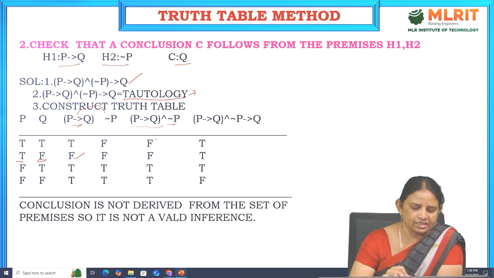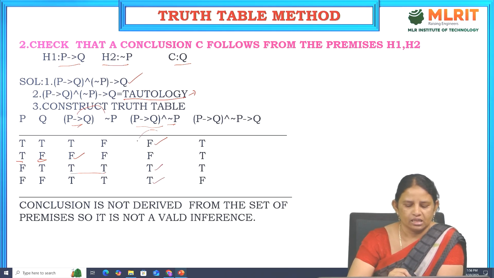True, false is a false value. True, false. That means the AND operation returns true only when both conditions are true. Otherwise, it returns false. Then true, false. Again, false, false. True, true is true only. True, true is true only. Then this is the statement.